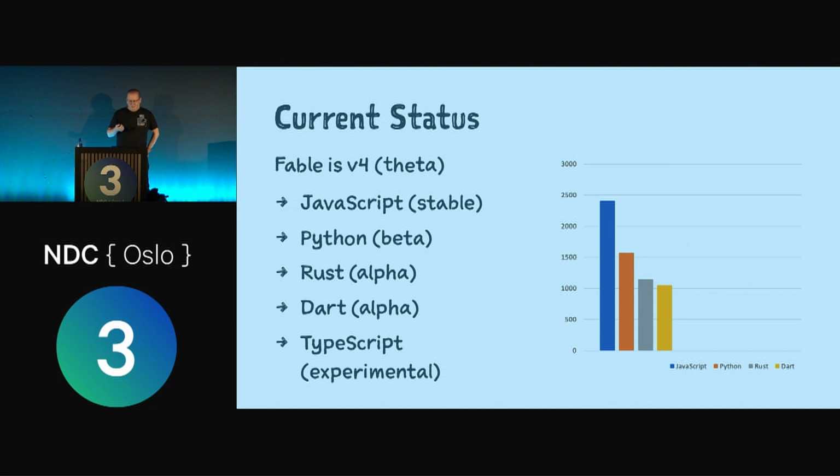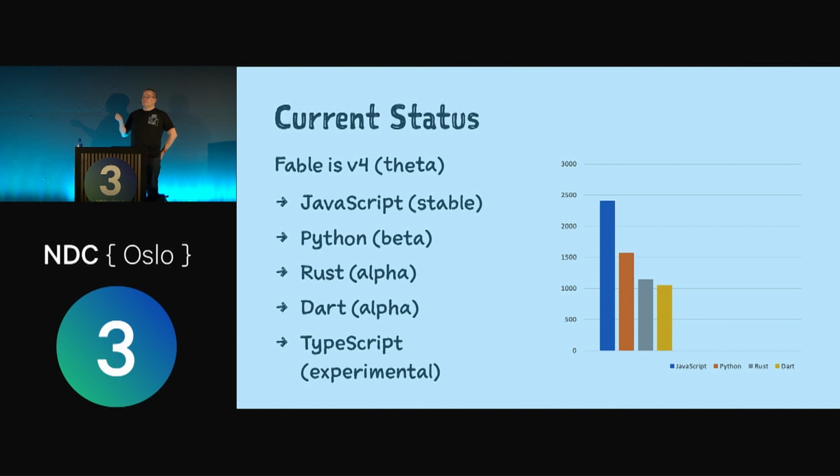Rust, Dart will be in alpha stage. TypeScript is still experimental. And you can see the status between the languages: for JavaScript you have almost 2,500 unit tests running. For Python we have passed 1,500 unit tests.